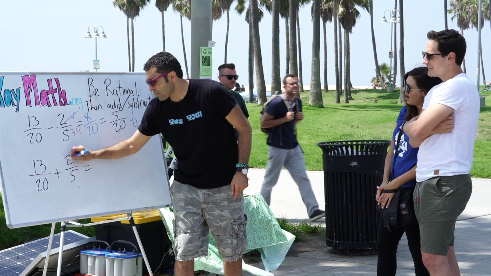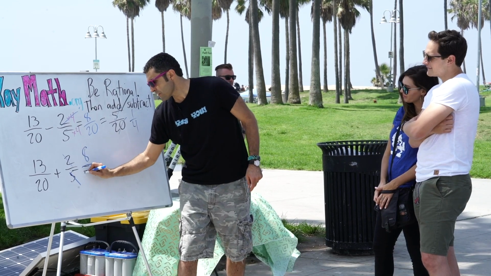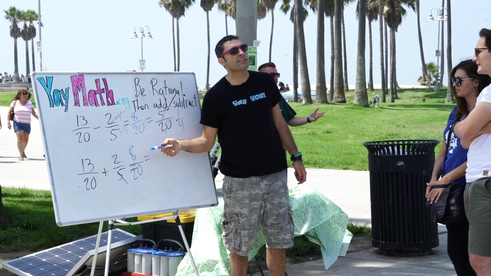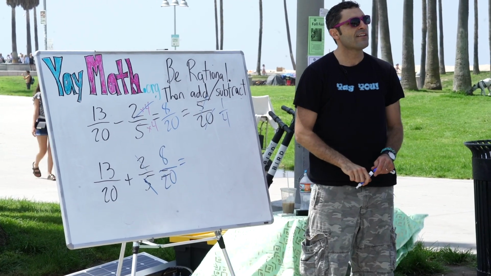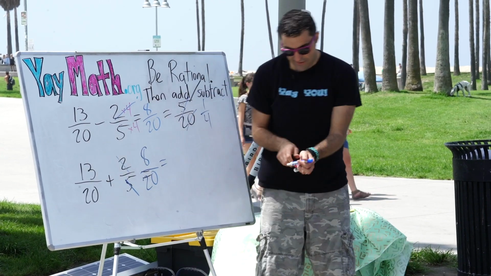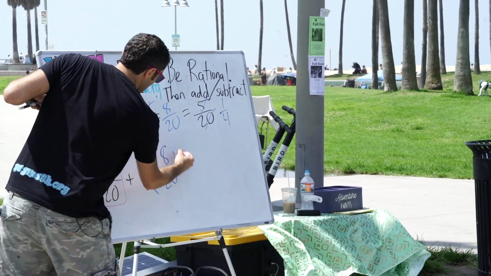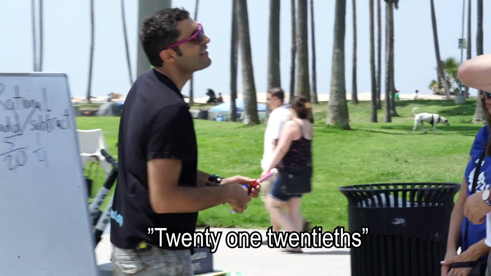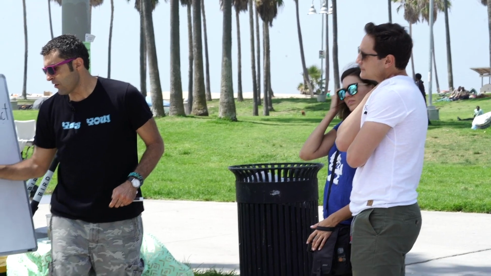Let's do the same thing over here. 2/5, we agree, becomes 8 over 20. We did that upstairs. All right, 13 plus 8. You like numbers? What is 13 plus 8? Well, I'm talking about 13 20ths. Thank you for clarifying. 13 over 20 plus 8 over 20. Yeah, okay, that's 21 over 20. That's right.